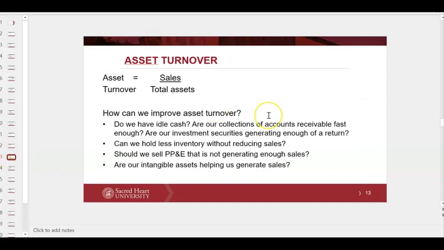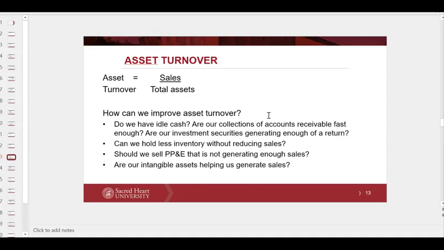How can we improve asset turnover? Well, we look at each of those assets and ask what they are bringing to us as time goes on. Do we have too much cash that's just sitting around, not collecting any interest revenue or any profits for us? Or do we have too much of our assets tied up in accounts receivable? We can't earn any income on our accounts receivable. Are our investment securities generating enough of a return? Are we taking enough risk with those investment securities? Do we have too much in investment securities?